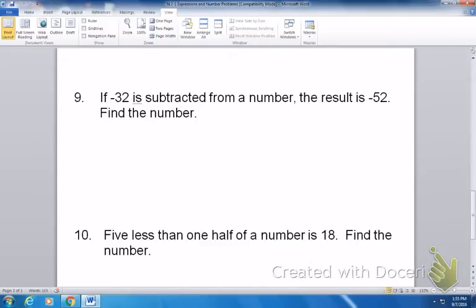It says if negative 32 is subtracted from a number. We also had one that was almost exactly like this on the other page. We're going to have a number and we're going to subtract from it negative 32. The result, or it will equal, negative 52.